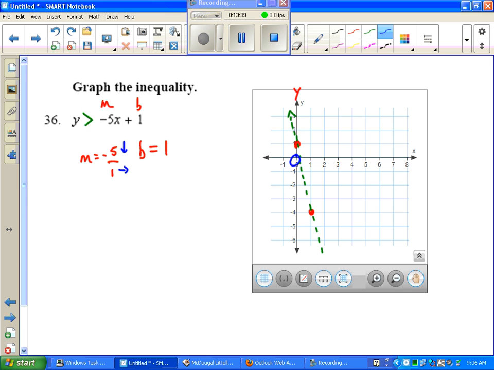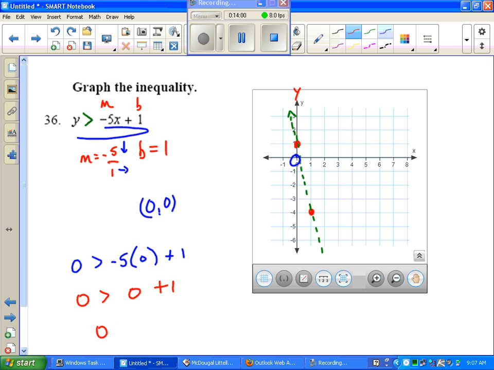So we want to use that point by plugging it in. Its value is 0, 0. That means its y value is 0, and so is its x value. So in this equation, plug in 0 in place of y is greater than negative 5 times 0 in place of x plus 1. Anything times 0 is 0, plus 1, and 0 is greater than 1.